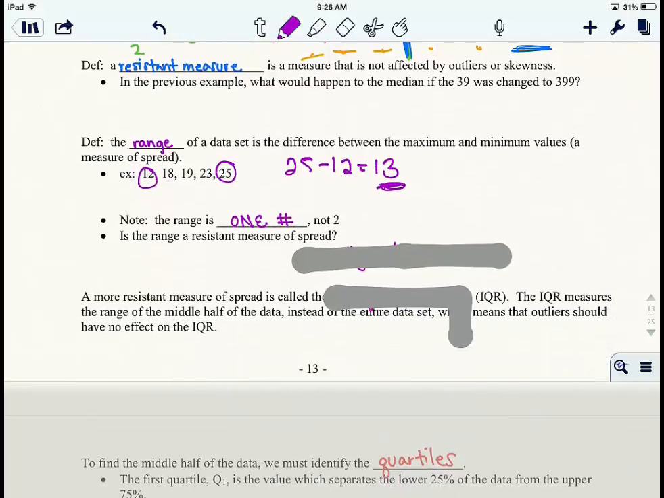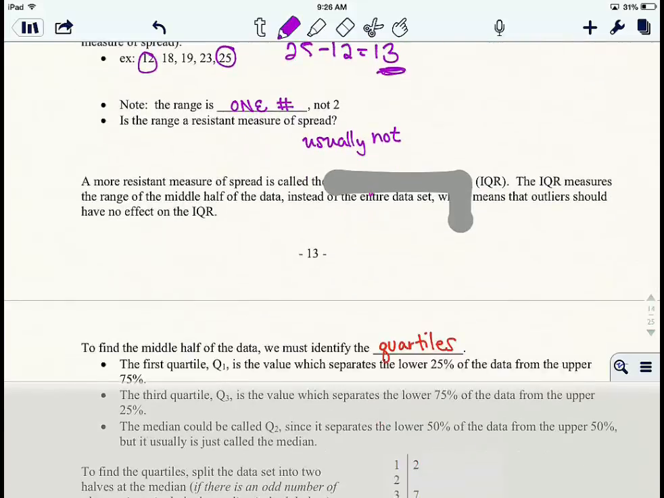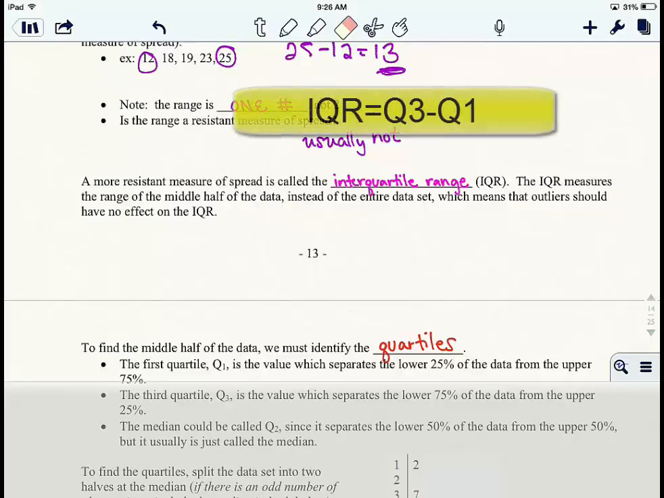Is the range a resistant measure of spread? Not usually. Think, when we change the maximum value here, the range before would have been 39 minus 5, a fairly small number, while now it's 399 minus 5, a much, much larger number. A more resistant measure of spread is called the interquartile range. The IQR measures the range of the middle half of the data instead of the entire data set, which means that the outlier should have no effect on the IQR.